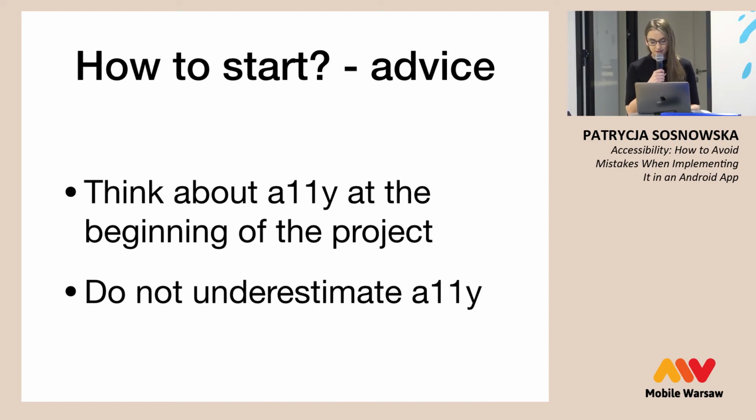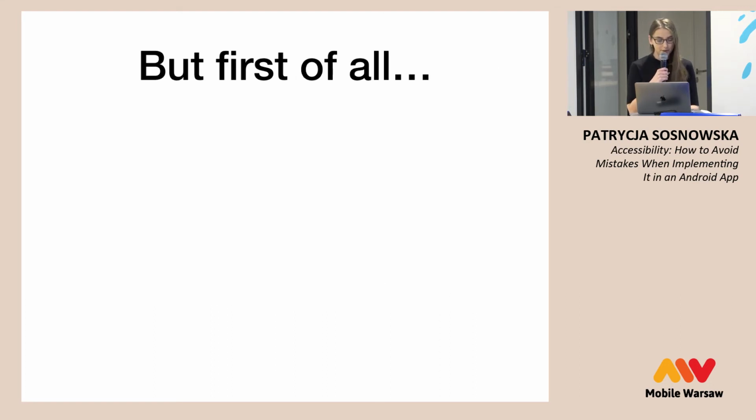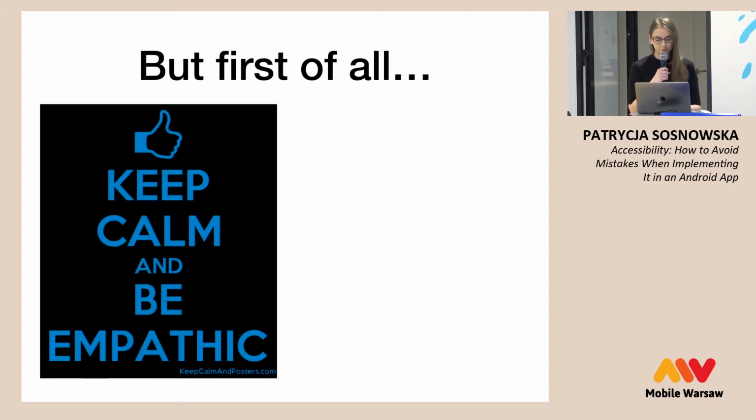And of course, accessibility quickly became an information silo in my team. And now we don't underestimate it. We are more aware of dividing accessibility tasks and assigning them to every person in the team. But first of all, we should remember that we have to be empathic while implementing accessibility. And I know that it may be frustrating for perfectionists, because I think that a definition of well-implemented accessibility doesn't really exist.